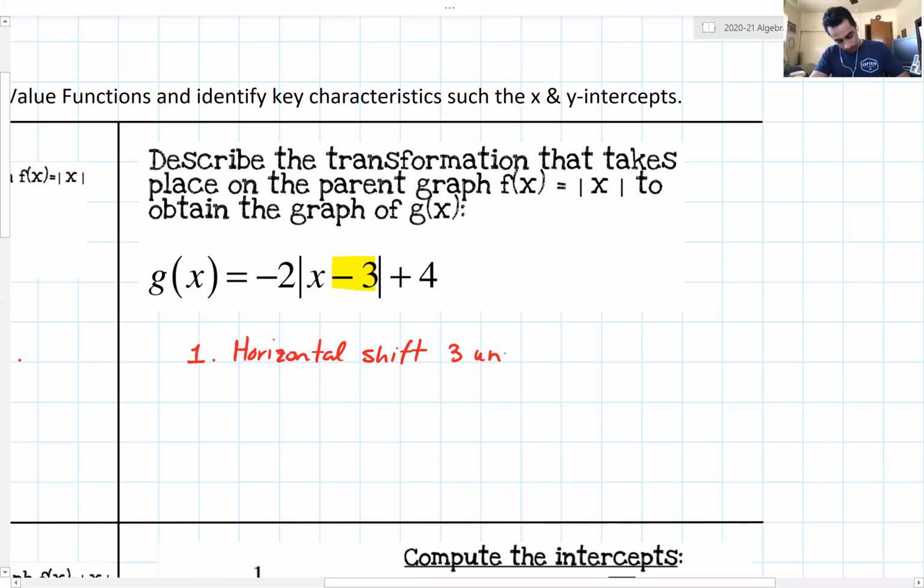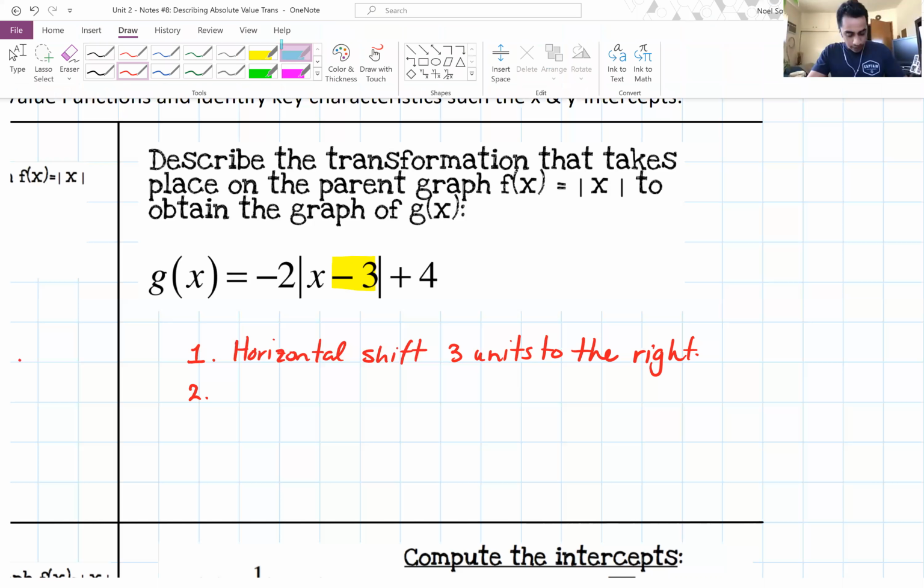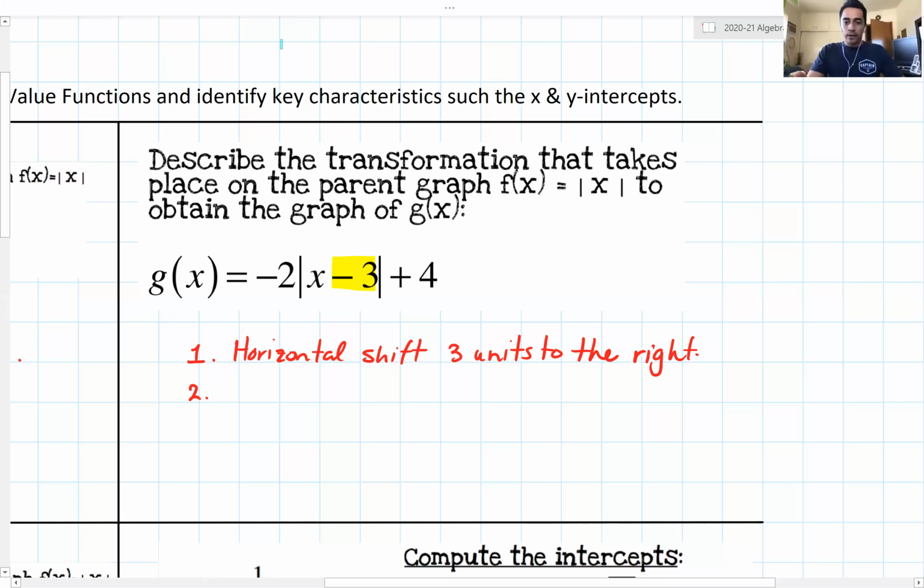3 units to the, which way? To the right. That's correct. Okay, it's the opposite of -3, right? So instead of going left, you go right. Very nice. Okay, that's the first transformation. Let's think about what the second one would be, right? What is the indicator for the second type of transformation?